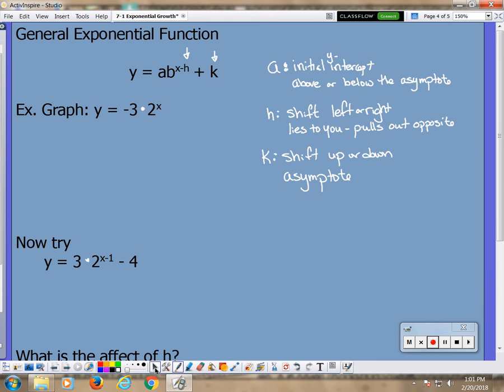All right, so here we go. What is A? Well, A is negative 3. What is H? H is 0, because there is no H. It's just an X up here, so H is 0. K, what is K? Well, there is no plus or minus any number over here, so K is also 0. So, remember, K is also my asymptote.